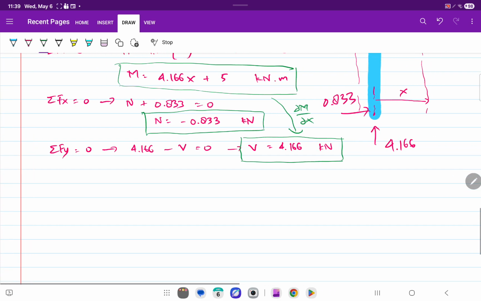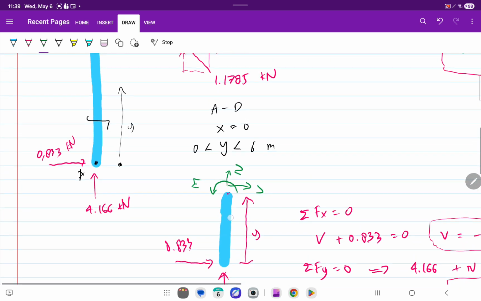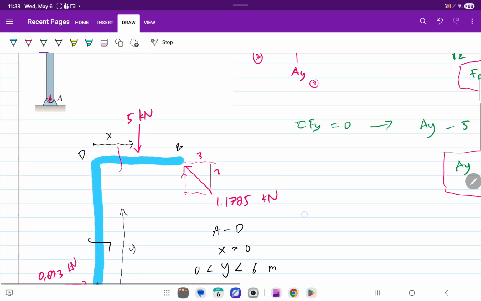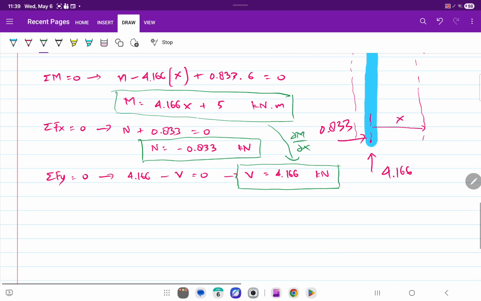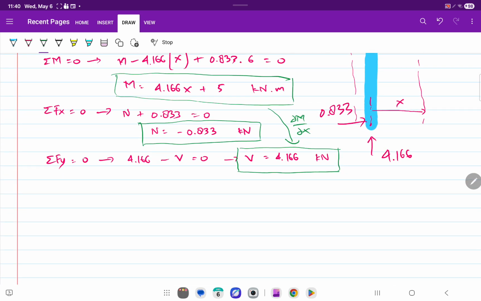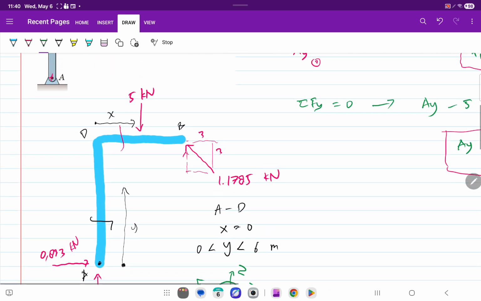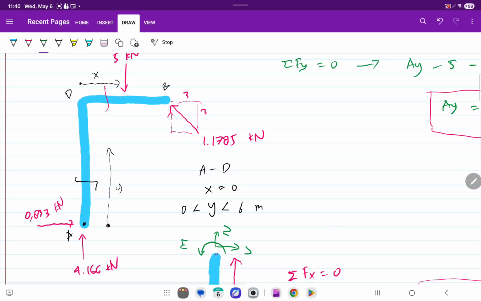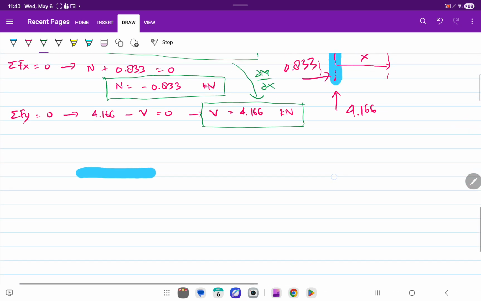And then the next section is from 5 kilonewton to the end. So I will take the right side. And then this will be 1.1785. 1.1785. This 3, yeah. Okay.